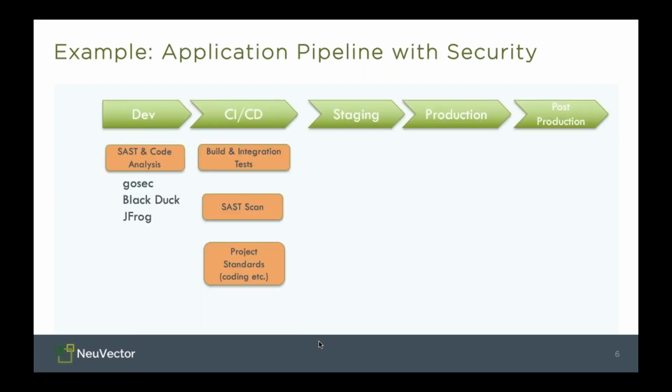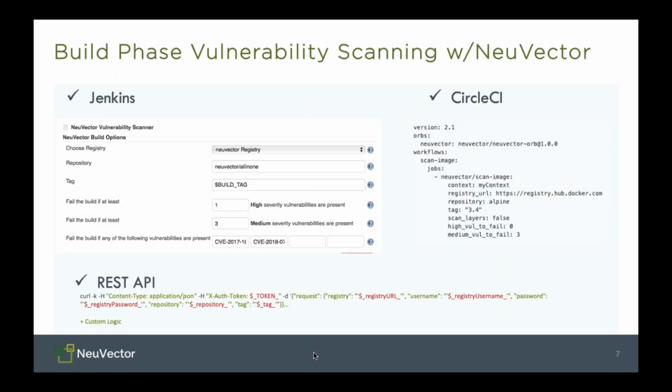Now let's take a look at the early parts of the pipeline. As we talked about in the early stages of dev, you can use tools like GoSec, Black Duck, or JFrog to do the SAST and code analysis. And then as you move into the CI/CD phase, there are build and integration tests. Now in this context, SAST scanning is vulnerability scanning during the build process. And there may be some project standards and coding standards that you need to run tests against your images as well in that CI/CD process. So these are all points at which you can integrate security.